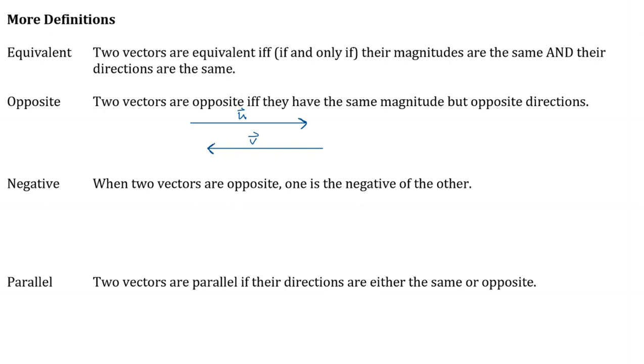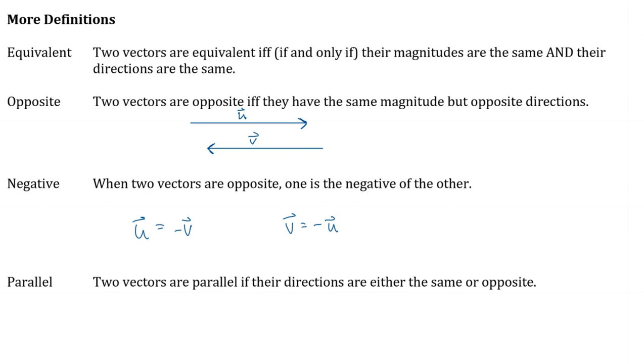And that is one thing that we'll ask you to do. We'll say find a vector that is opposite to vector u. And you're not just going to be drawing arrows, you're going to be doing calculations. So it's something you have to know that it means same magnitude, opposite direction. Negative. Two negatives. I mentioned this before. Two vectors are opposite. One is the negative of the other. So that just means vector u is equal to negative vector v. This is what I talked about before. Or vector v is equal to negative vector u.